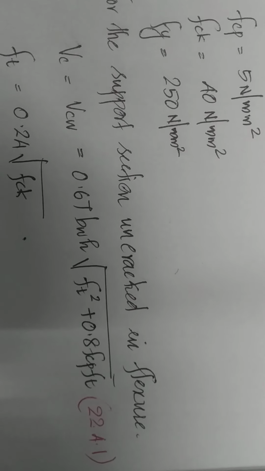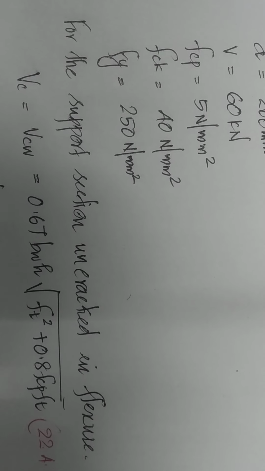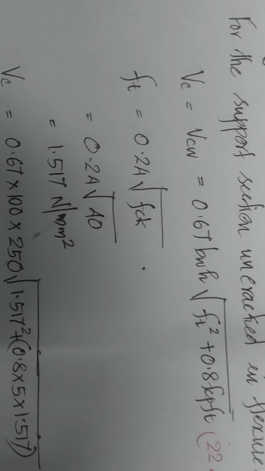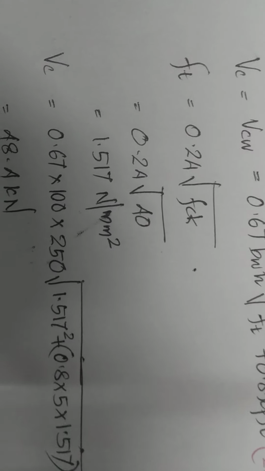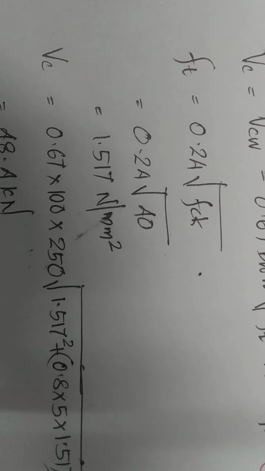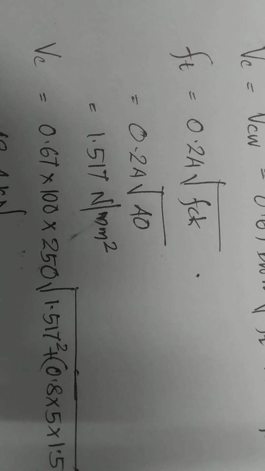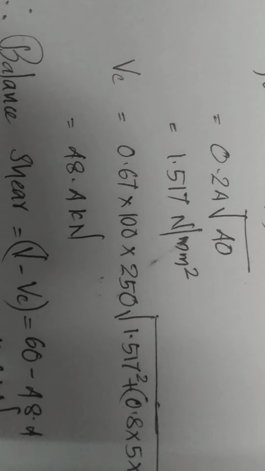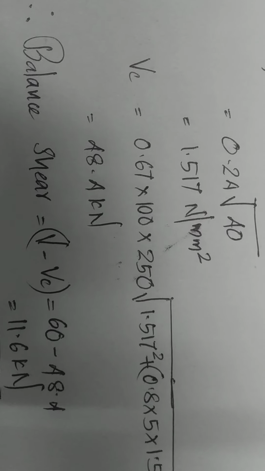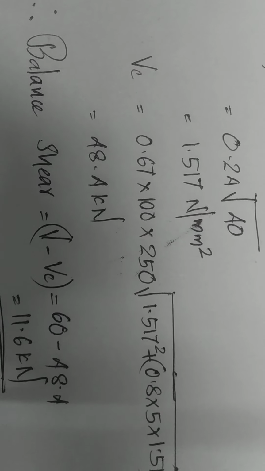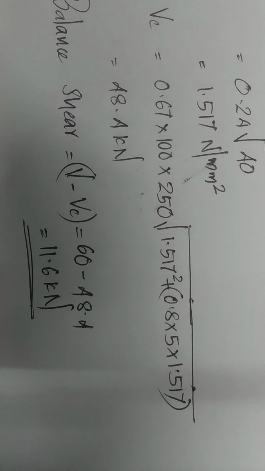Now, we have the value of V as 60 kilonewton, and we obtained the value of Vc as 48.4 kilonewton, which means V is greater than Vc. It is a critical case and shear reinforcement should be provided. Therefore, the unbalanced shear is V minus Vc, which is 60 minus 48.4, that is 11.6 kilonewton.